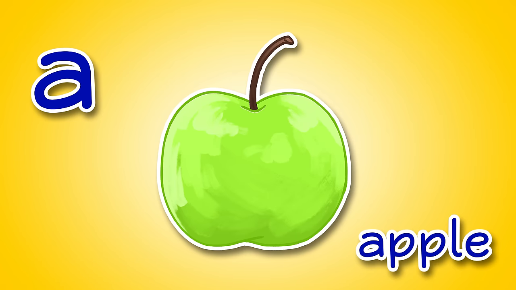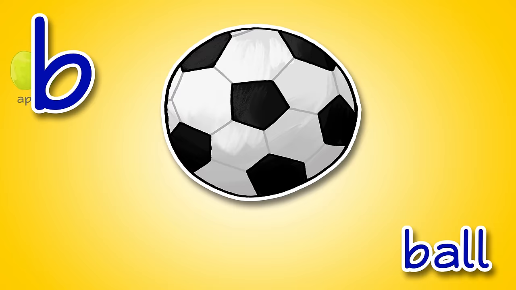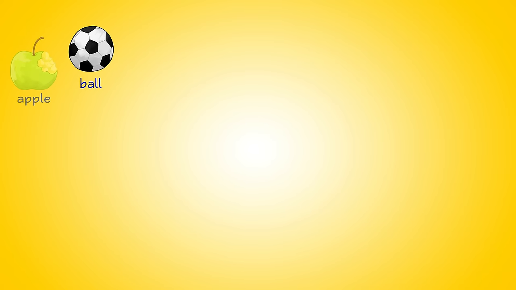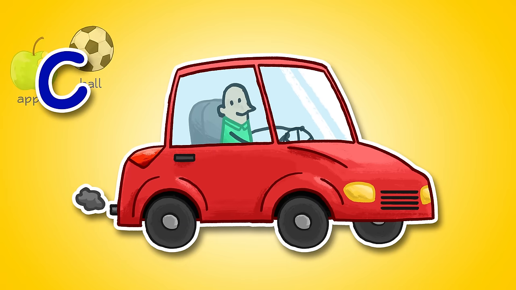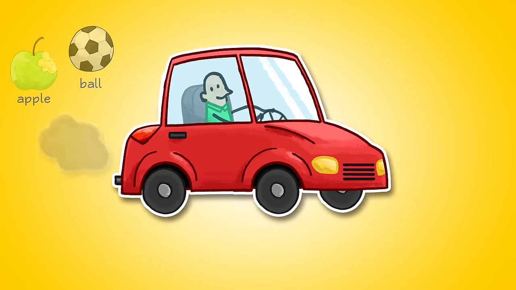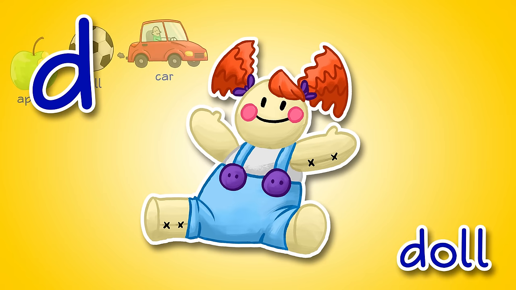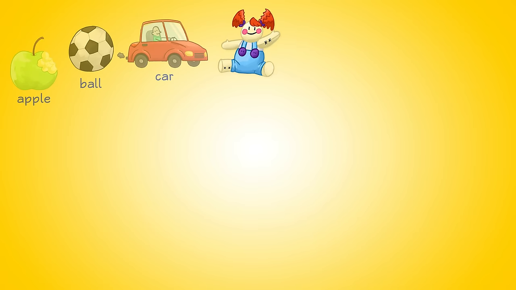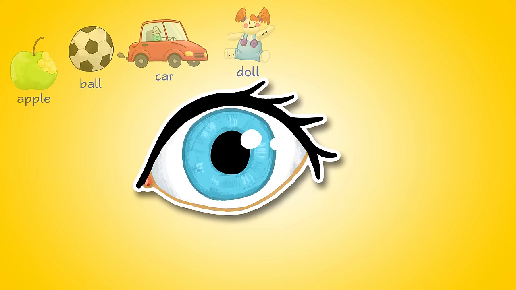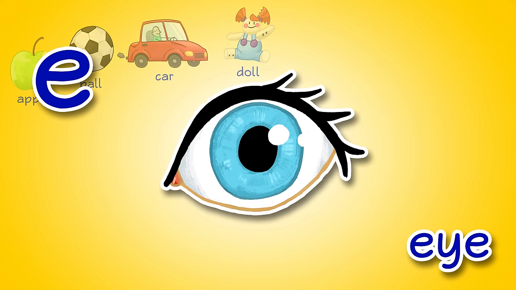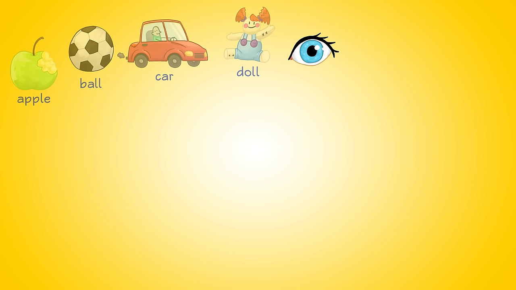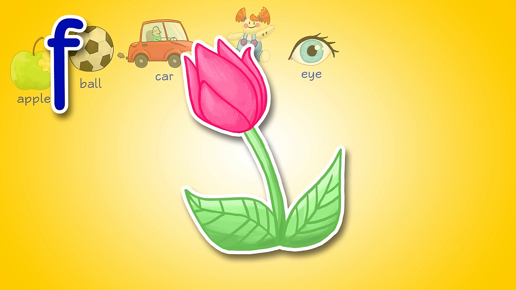Here we go! A is for apple. B is for ball. C is for car. D is for doll. E is for eye. F is for flower.